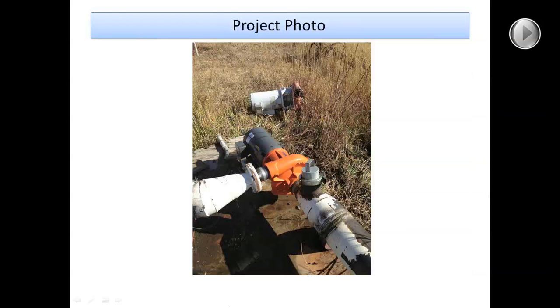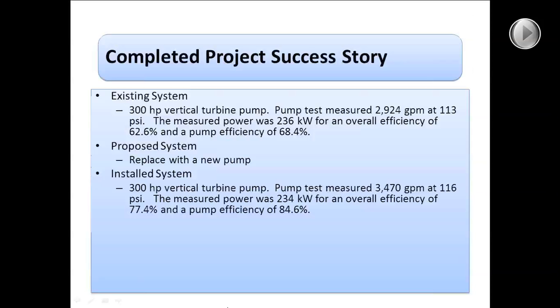This is another completed project. This was a 300 horsepower vertical turbine pump pumping out of a river. Pump test was completed. It was pumping about 2,900 gallons per minute at 113 psi. So they're pumping out of the river up to the farm. That's why the pressures are pretty high here.